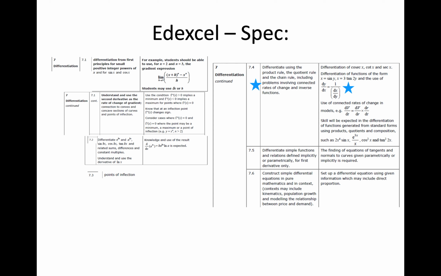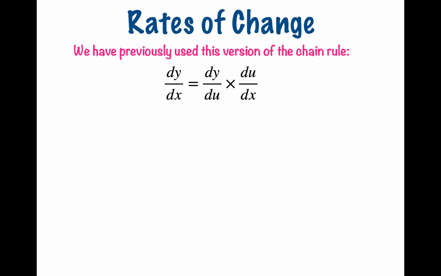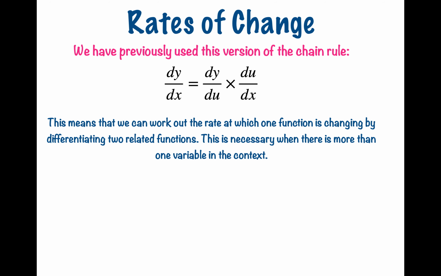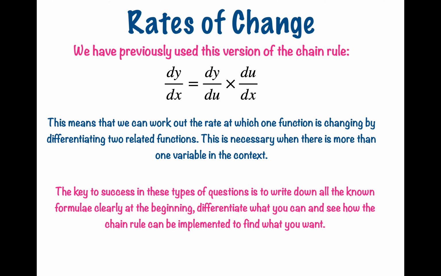There it is. It can include all of that stuff, but mainly we're going to be doing the connected rates of change in models, and it's very much to do with rates. So we've been looking at this version of the chain rule where we introduced a sort of dummy variable u and we cancelled it out. We looked at there being a connecting thing between y and x, and it was t or u or something like that.